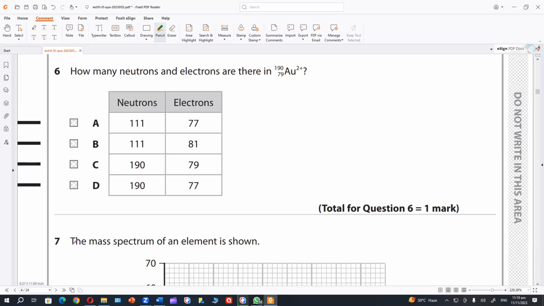How many neutrons and electrons are there in Au2+? Au is gold, and it's 190 and 79. So 79 means 79 protons, and it's plus 2, so it has lost 2 electrons: 77 electrons. And n is equal to A minus Z, so it's 190 minus 79. How many neutrons are we getting? 111 neutrons, and electrons is 77.